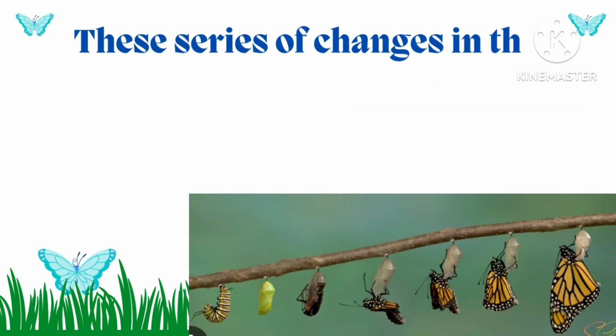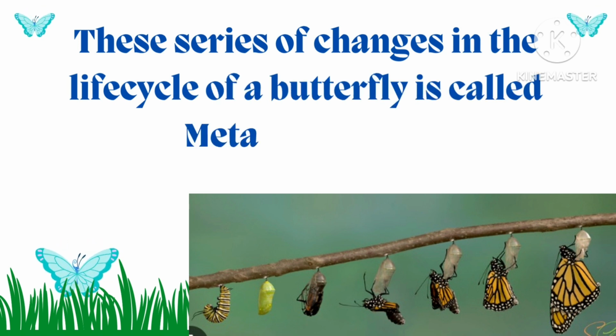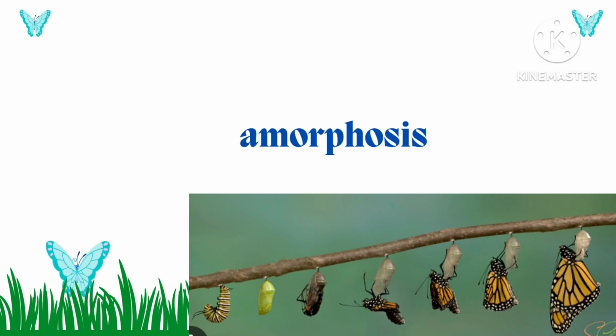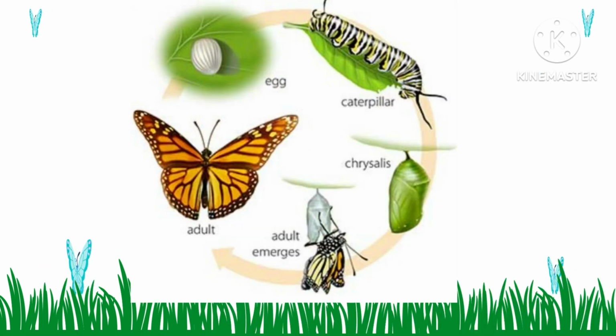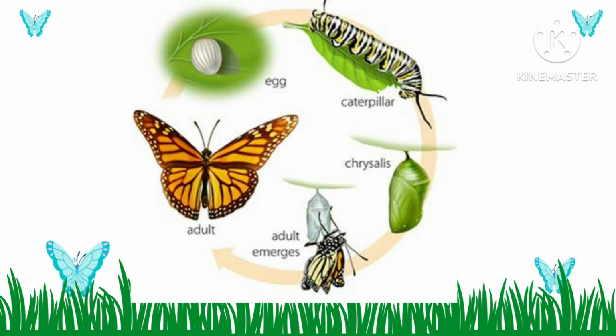This series of changes in the life cycle of a butterfly is called metamorphosis. Let's summarize. Egg, caterpillar, pupa, adult emerges, adult butterfly.